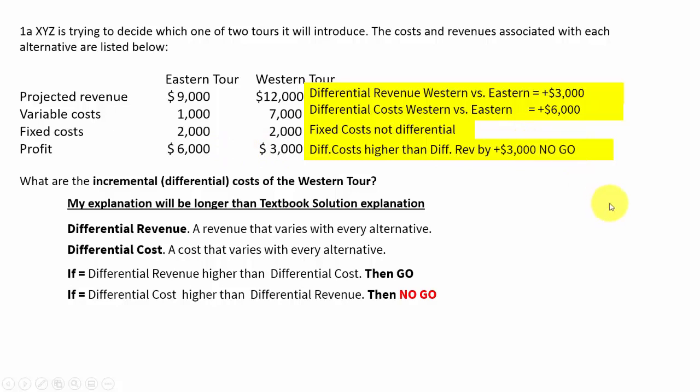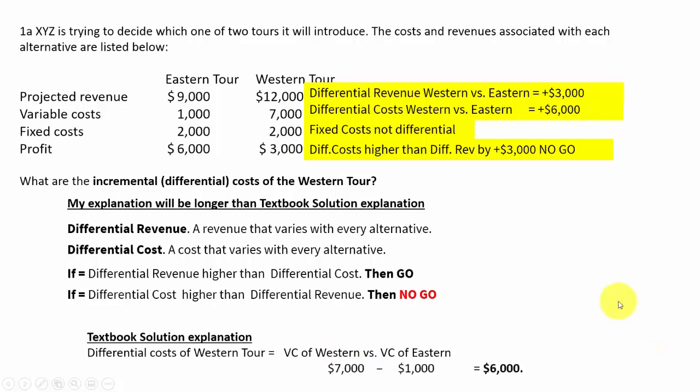Now, all that said, here's the answer that the textbook wants. The differential cost, that's this right here, of Western versus Eastern would be 7,000 compared to 1,000, so that means the differential cost of Western is $6,000 higher.